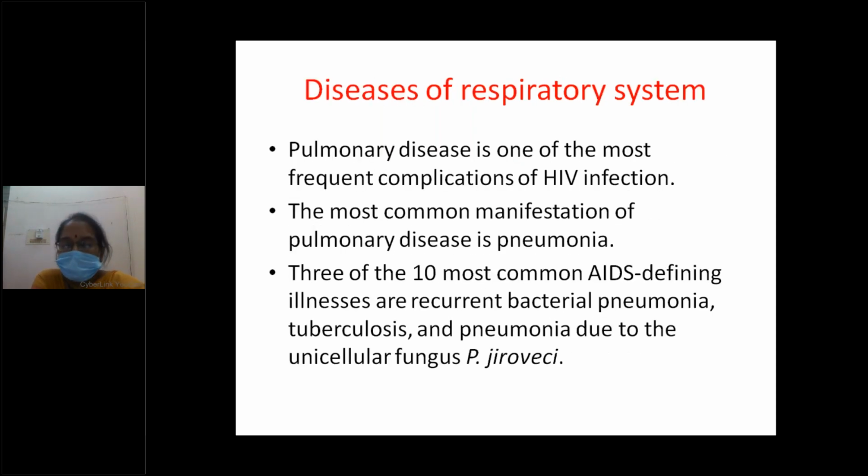Almost every system in the body is affected due to HIV, including the respiratory system, CNS, cardiovascular system, skin, and GIT. In the skin, Kaposi's sarcoma and lymphomas are common in HIV patients, and the central nervous system and peripheral nervous system are also affected. Opportunistic infections are more common due to decreased CD4 count in HIV patients.